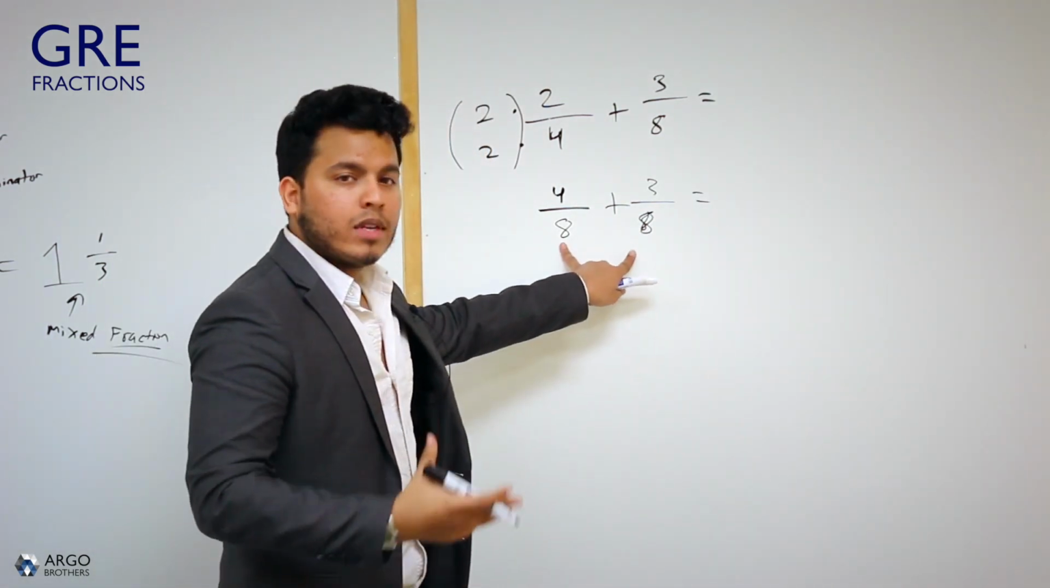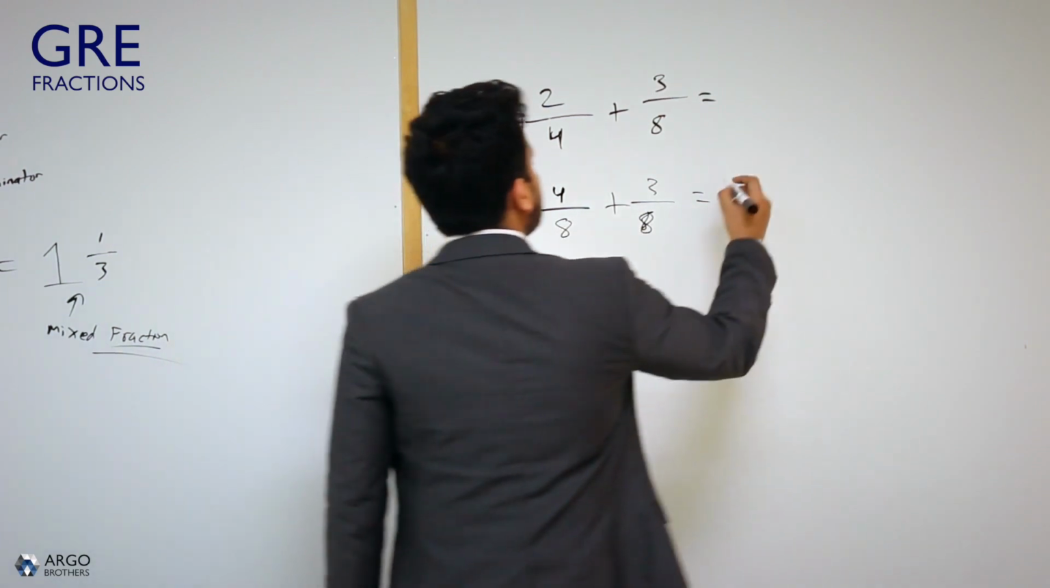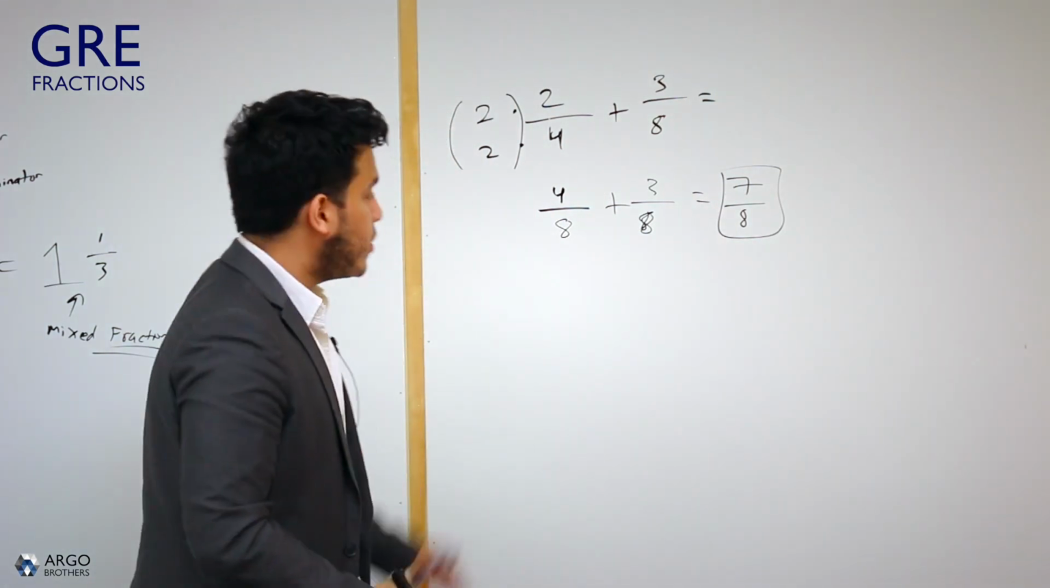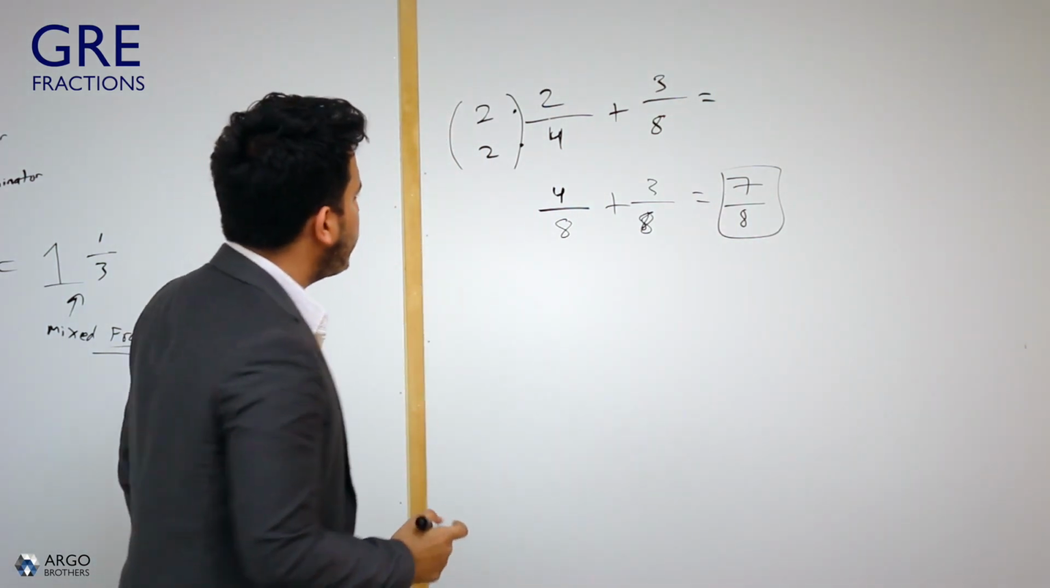Wow, this once again becomes a problem just like we saw over here. I have the common denominator. 4 plus 3 is 7. 7 over 8. And that is your answer. Let's take a look at one more problem.